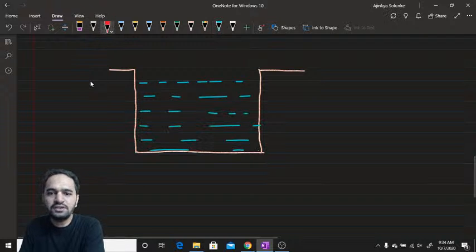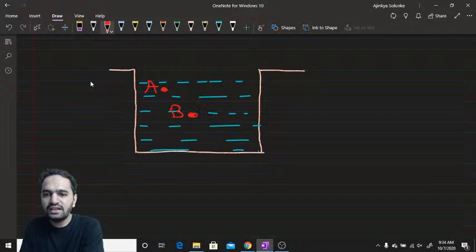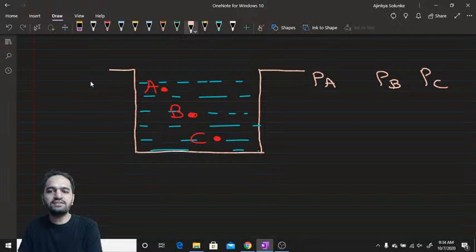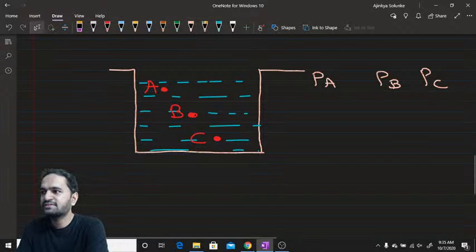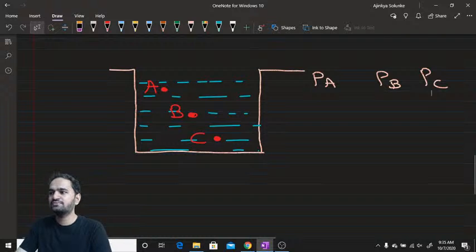Okay. Now there are 3 points on this. Suppose this is the first point, that is A. Then we have the second point, that is B. And then we have the third point, that is C. If these pressures are represented by PA, PB and PC, can you please tell me which will have the highest pressure? A simple, practical based question.